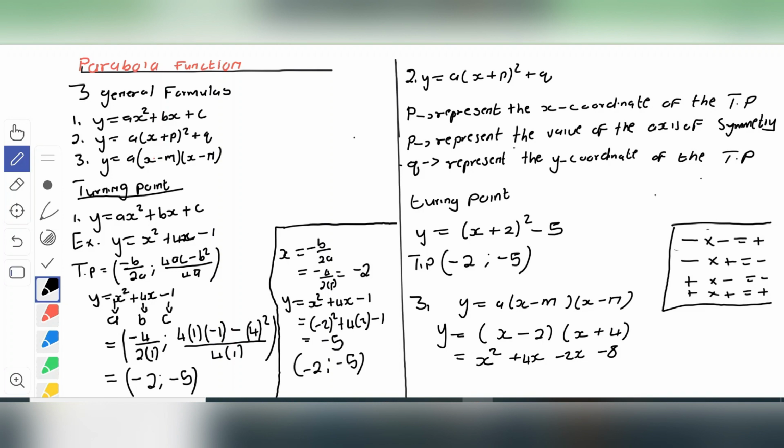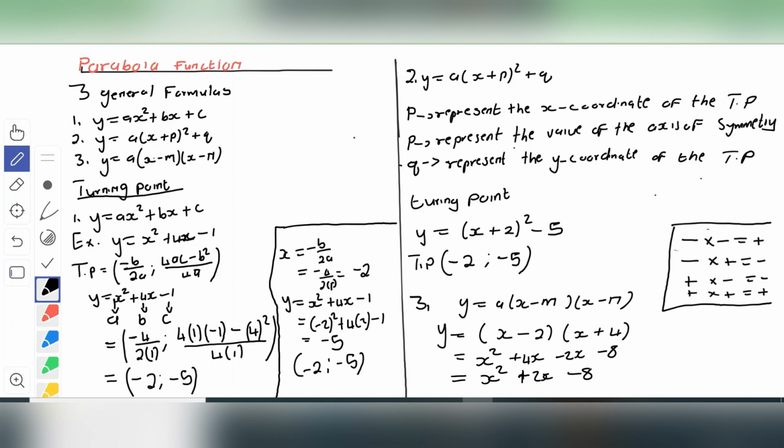Therefore, now let's continue. We're going to have x squared plus 2x minus 8x minus 8. So now you can see that this format is for the first formula, which is ax squared plus bx plus c. So you can now calculate the turning points, right? So we are done with the turning points.